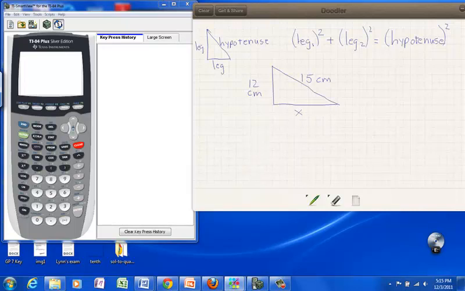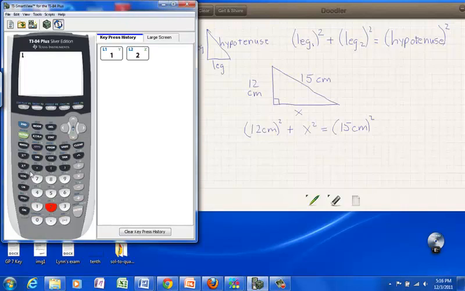So the formula says that leg 1 squared plus leg 2 squared equals the hypotenuse squared. Notice that one of the legs is 12 centimeters, and the other leg is x, because the legs make up the right angle. And those two added together equal the hypotenuse squared. So now I want to solve this equation.